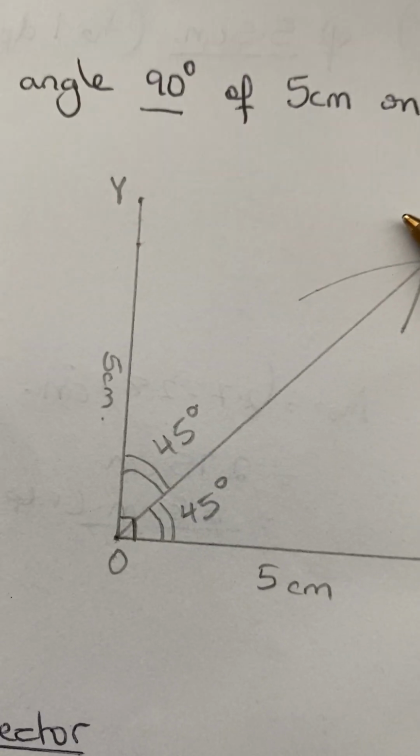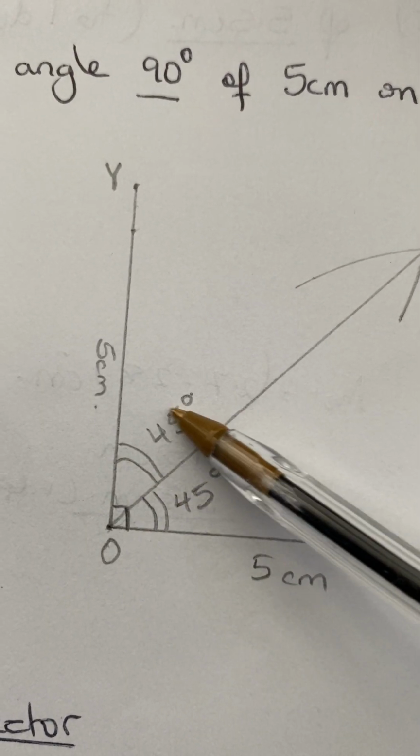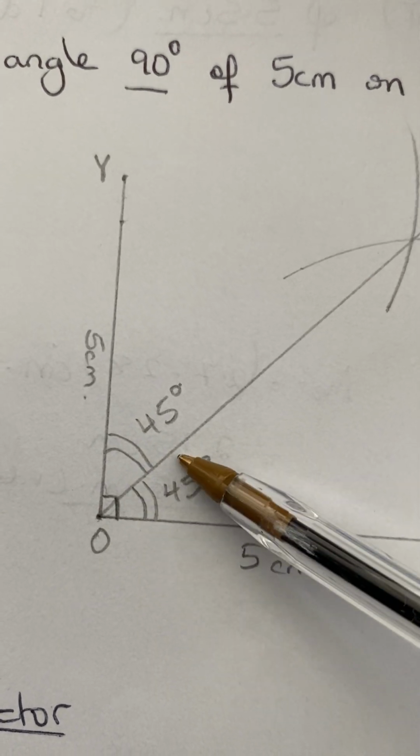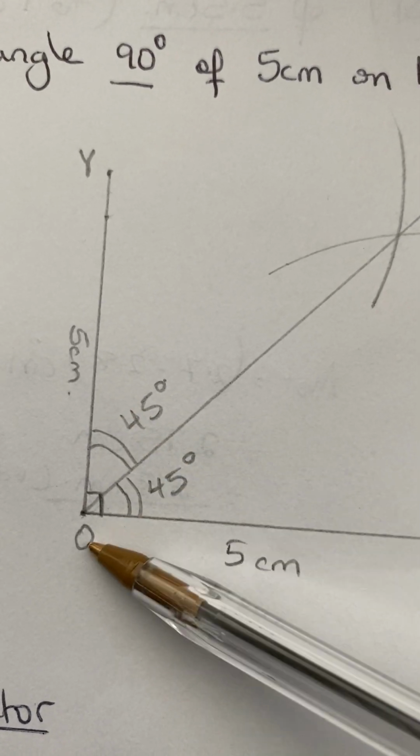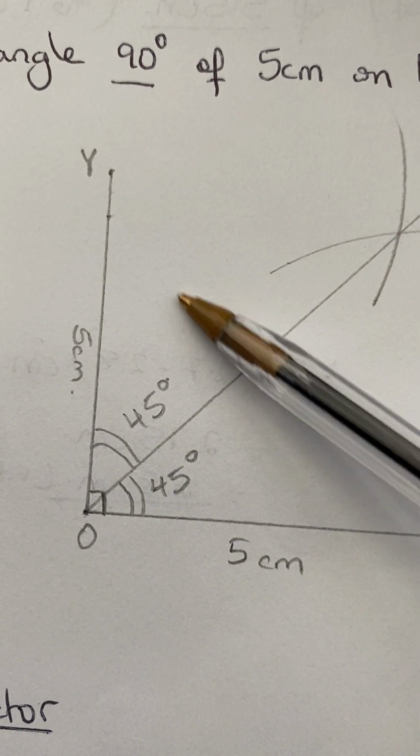Then you use your protractor to measure. So we've done that. Okay, so 90 degrees, we've divided it into two sides perfectly. 45, 45.